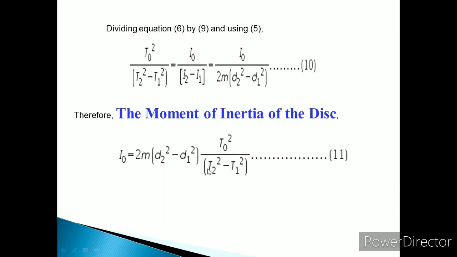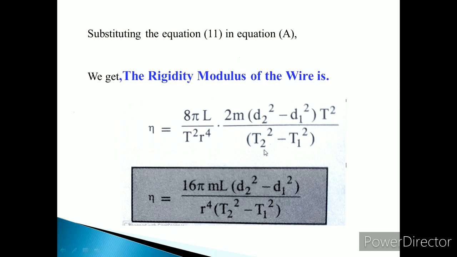These are our two main determinations: the moment of inertia of the disk, and the rigidity modulus of the wire. These are frequently asked university questions.